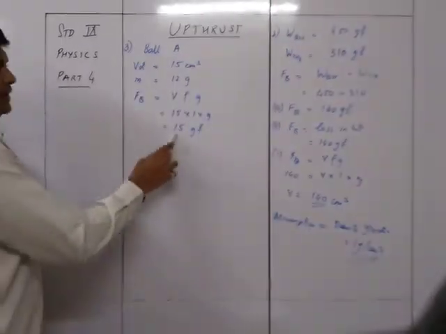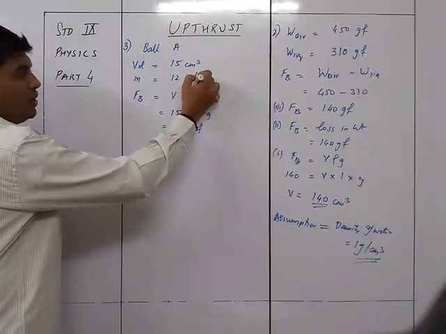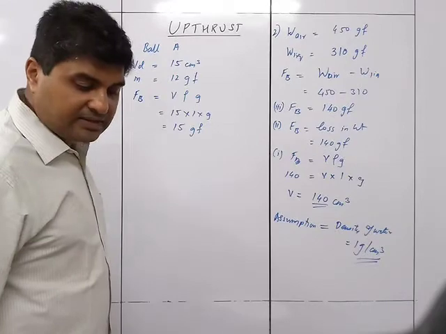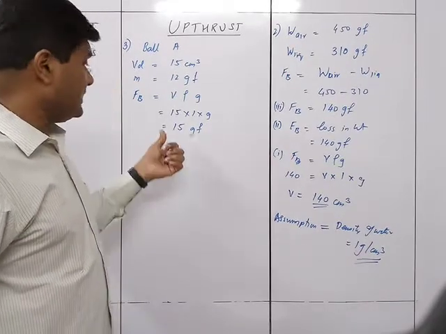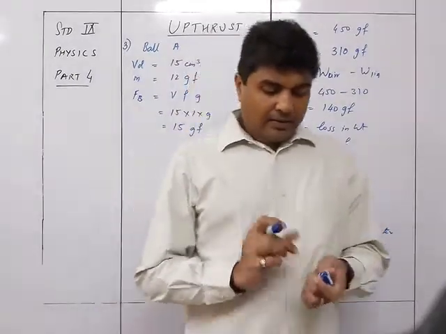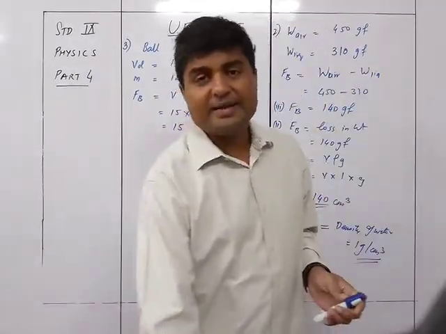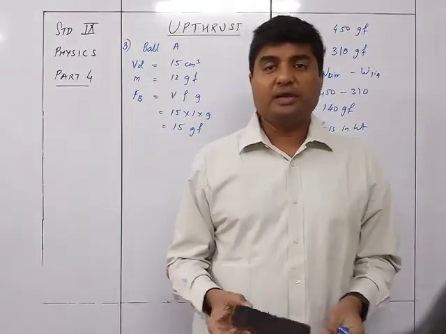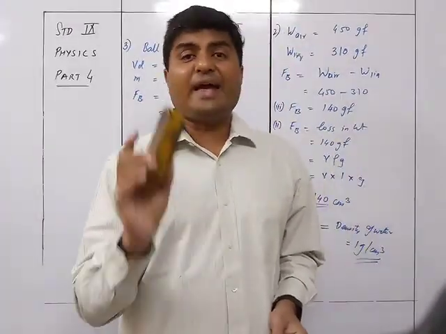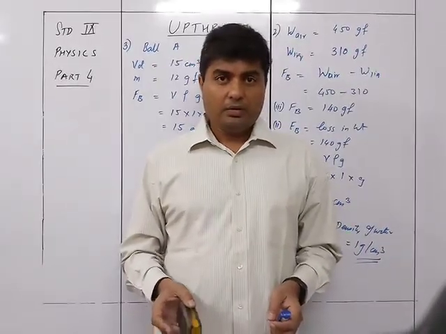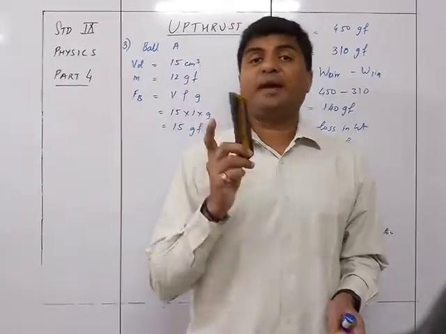But you can see over here that the mass of the thing is 12 GF, whereas the upthrust is 15 GF. Now understand this, that if the body is just immersed in the water without any external force, then my FB can never be greater than the weight of the body. FB will never be greater than the weight of the body.